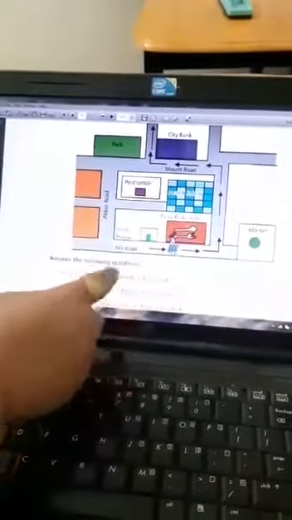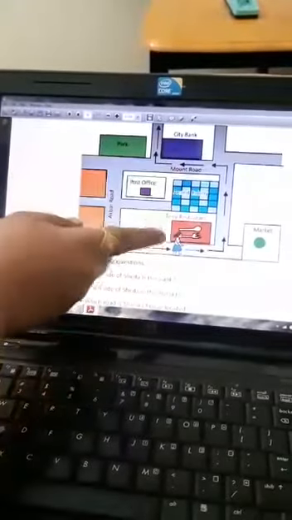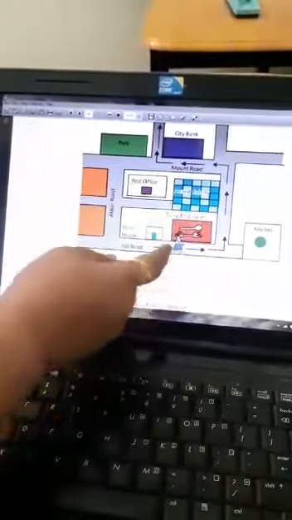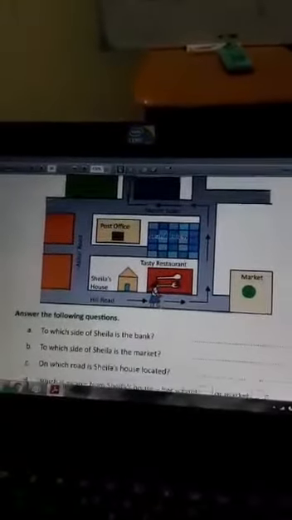Okay, now we have to answer the following questions. To which side of Shaila is the bank? City Bank is on this side, so we will write left side. Okay, we will write left of Shaila. To which side of Shaila is the market? It is in the front, so we will say here front. Okay, in front of Shaila the market is there.